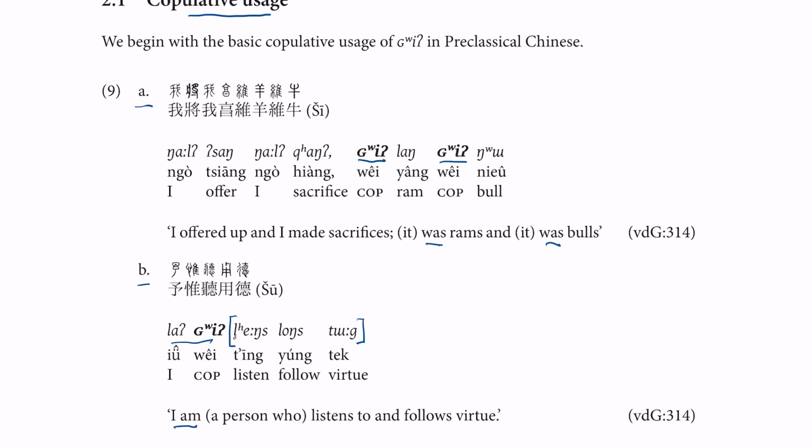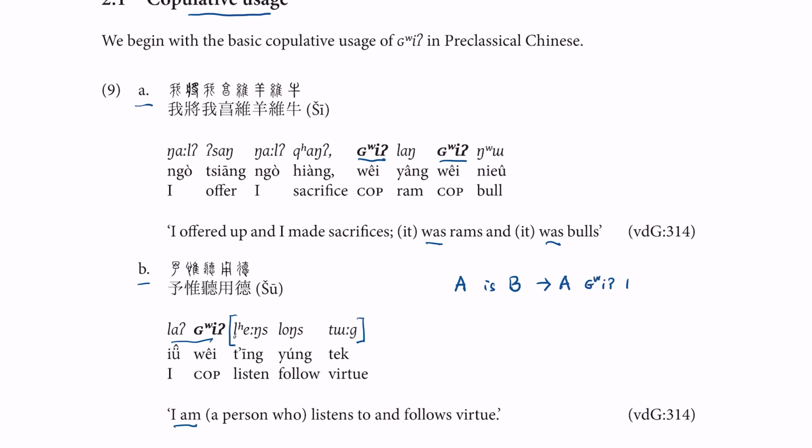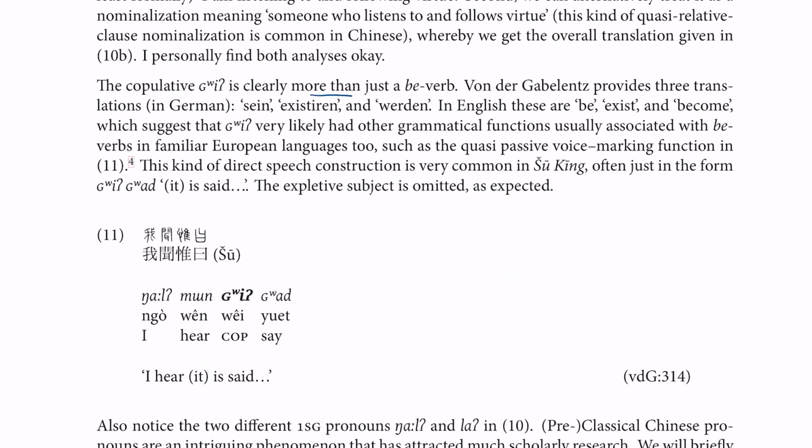For example, if you want to say A is B, in pre-classical Chinese, this would be A, gui, B. The copulative gui is clearly more than just a be verb. Von der Gabelentz provides three translations for it in German: sein, existieren, and werden, which in English would be be, exist, and become. This suggests that gui very likely had other grammatical functions that are usually associated with the be verbs in familiar European languages too, such as the quasi-passive voice marking function. In 11, it says ngal mun gui guad. In English, I hear, it is said. The word-for-word translation is I hear is say, or is said.